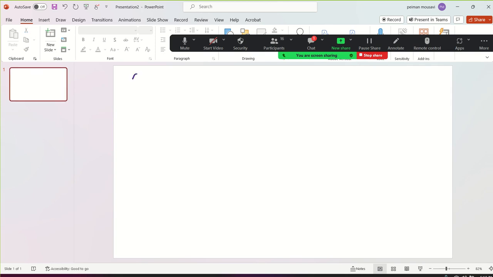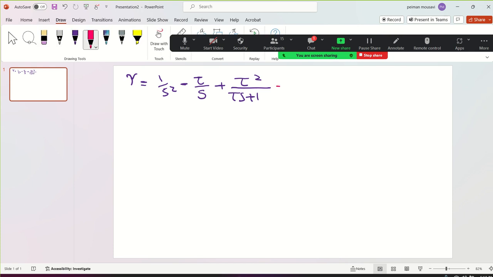Okay, so Y is gonna be 1 over s squared. What was the B? Minus tau, that's right. Over s, plus C is tau squared over tau s plus 1. Before applying Laplace transform, we're gonna have this: minus tau over s plus tau over s plus 1 over tau. I reshaped this. Now let's go back to the time domain.